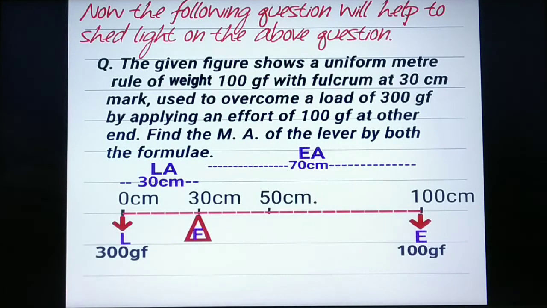Now the following question will help to shed light on the above question. The question is, the given figure shows a uniform meter rule of weight 100 gram force with fulcrum at 30 centimeter mark used to overcome a load of 300 gram force by applying an effort of 100 gram force at the other end. Find the mechanical advantage of the lever by both the formulae. Here you can see the load arm is 30 centimeter and effort arm is 70 centimeter.